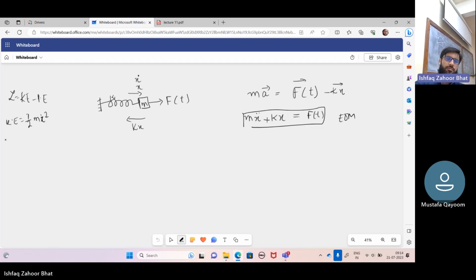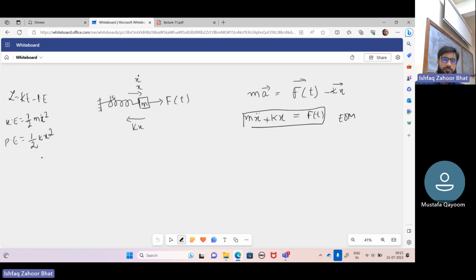And the potential energy, there is no gravity, so it is not mgx. This is a spring mass system, so it is one half of k x square. Okay, so this is the kinetic energy and this is the potential energy for this system.